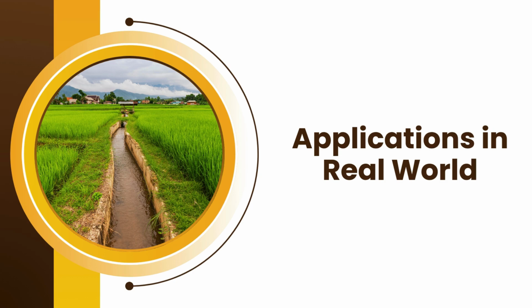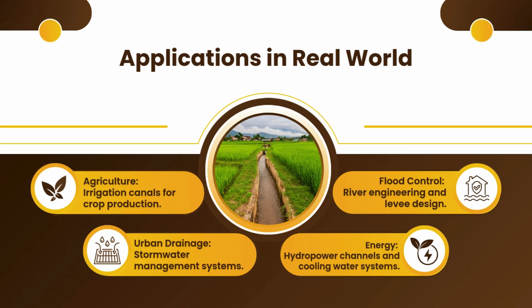Now that we know why open channel formulas are important, let's take a look at how they are applied in real-world situations. 1. Agriculture, irrigation canals for crop production. First, in agriculture, open channels are used to design irrigation canals. These canals distribute water efficiently across large farm fields, ensuring that crops get the right amount of water they need for healthy growth. Without proper channel design, irrigation systems can waste water or fail to deliver enough to the plants.